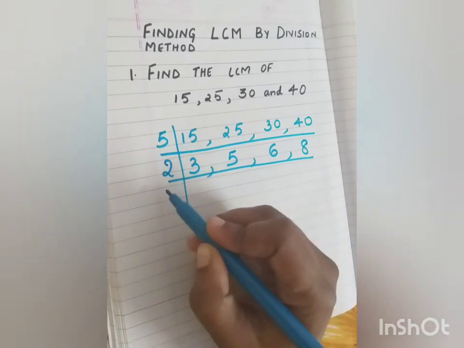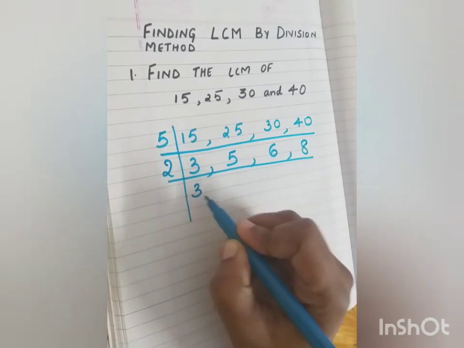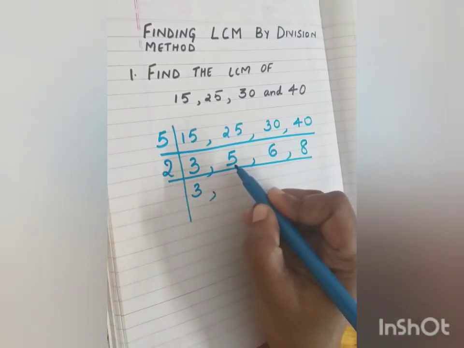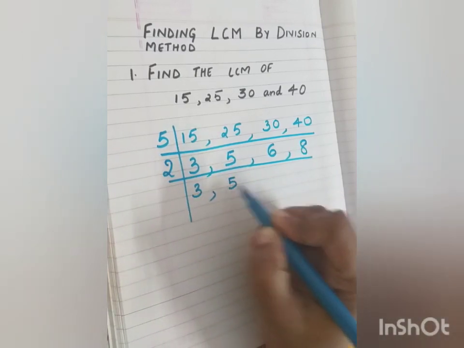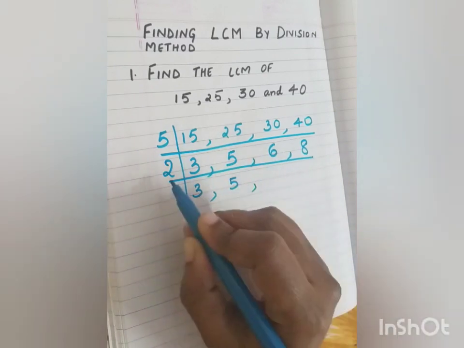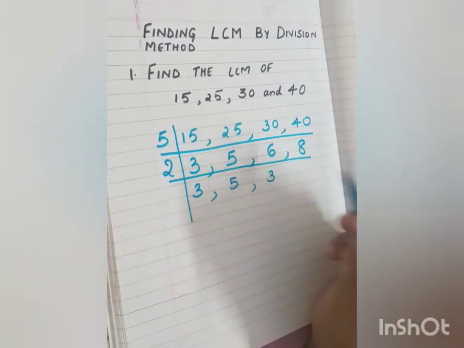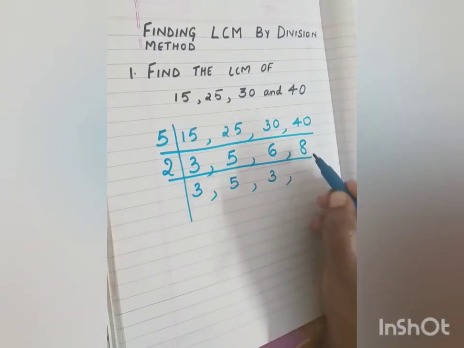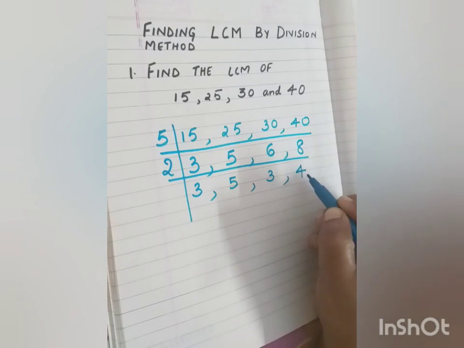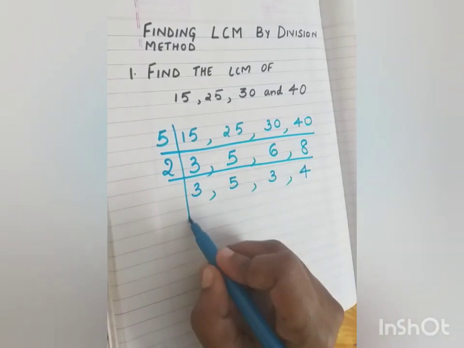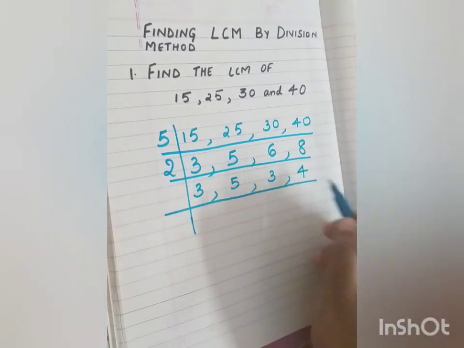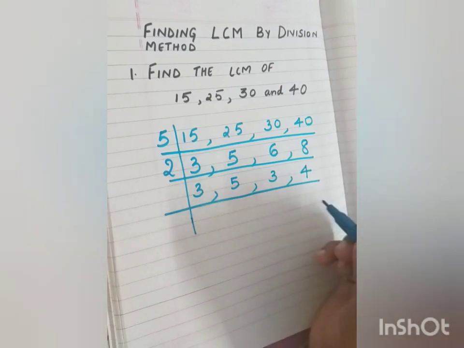3 is not divisible by 2, so I'll write 3 as it is. 5 is also not divisible by 2, so I'll write 5 as it is. 6 is divisible by 2: 2 3s are 6, comma. 8 is divisible by 2: 2 4s are 8. Now this is over. We have to continue this process till we get 1.